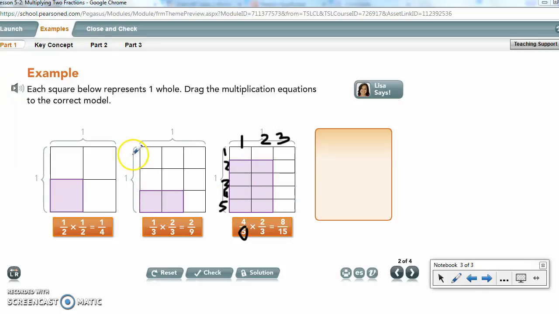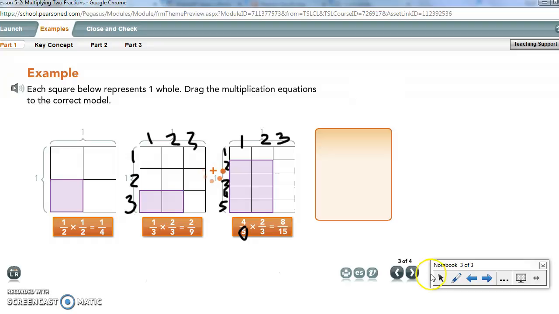Here, same thing. We have 1, 2, 3, 1, 2, and 3. 2/3 would be shaded here, 1/3 down here, and 2/9 are currently overlapping, which means 2/9 is our total, or our product.